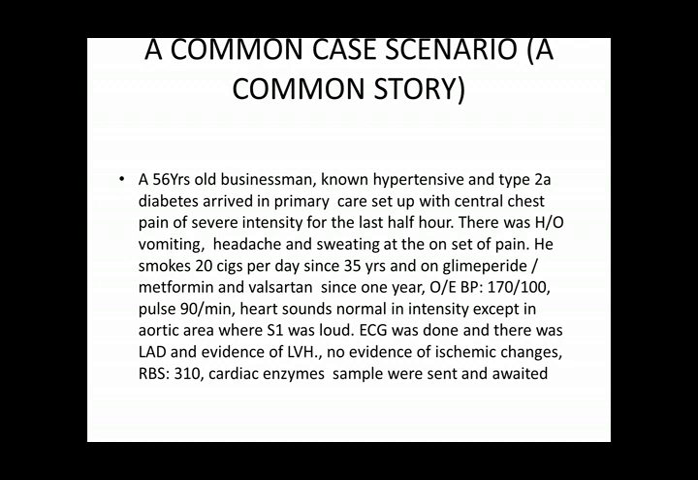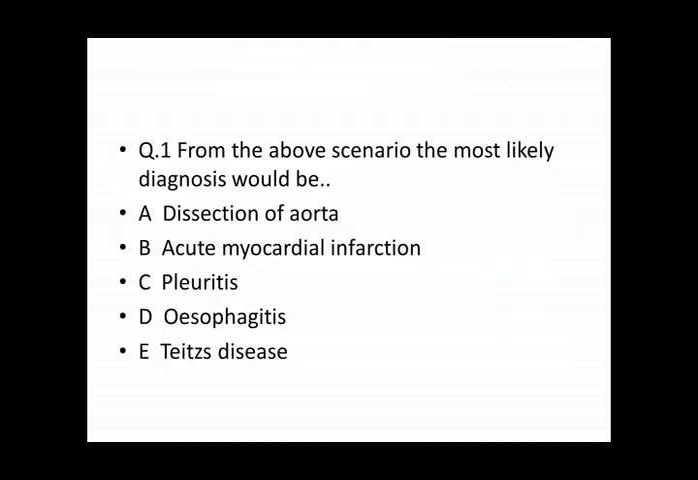ECG was done and there was left axis deviation and evidence of left ventricular hypertrophy. There was no evidence of ischemic changes on ECG. The random blood sugar is 310. Cardiac enzyme samples were sent and they are awaited. Now, question number 1: from the above scenario, the most likely diagnosis would be dissection of the aorta, acute myocardial infarction, pleuritis, esophagitis, or Tietze's disease, that is costochondritis of the chest wall.